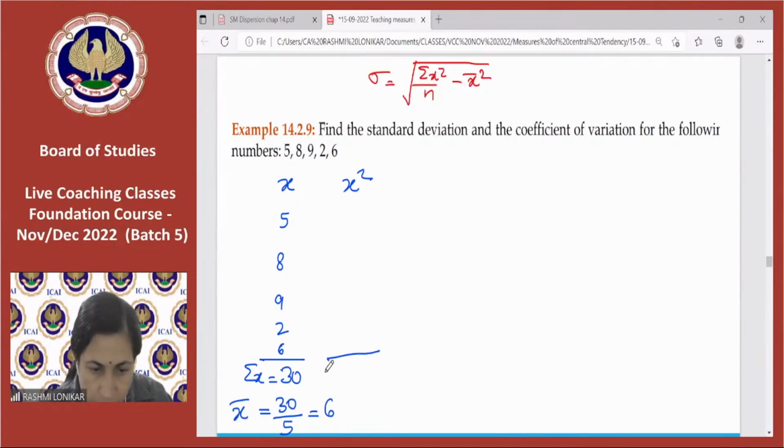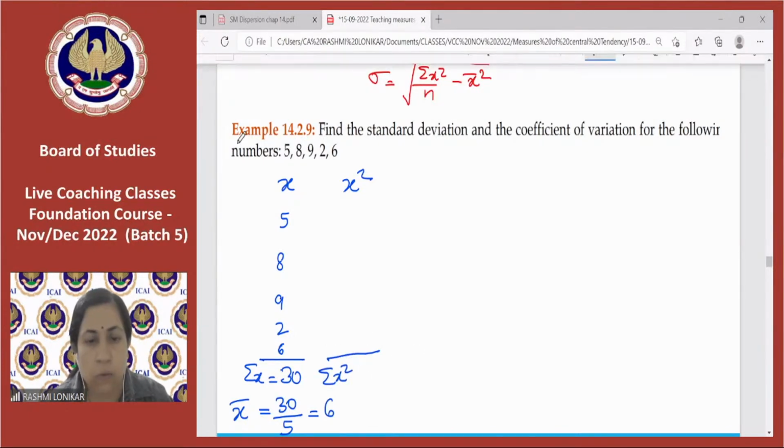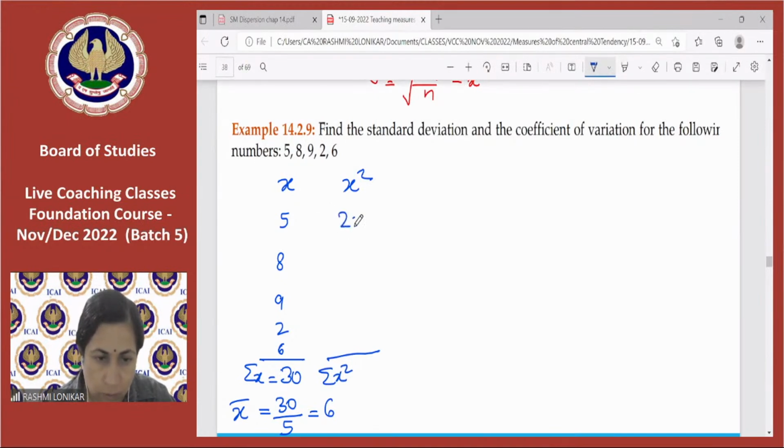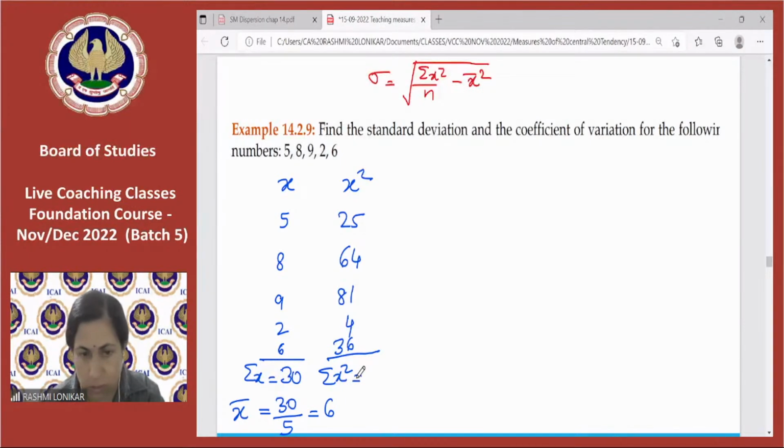Now I need to find summation x square. Now what is the square? 5 square 25, 8 square 64, 81, 4 and 36. So can I find this? 25, 64, 81, 4 and 36. 210. Okay. I just check: 25, 64, 81, 4 plus 36, 210.